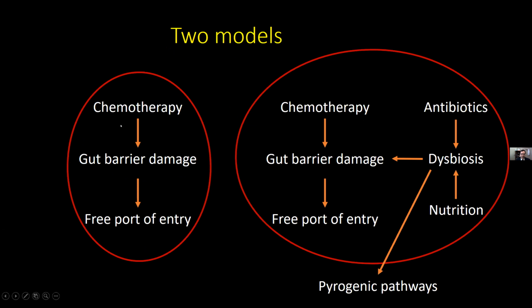But it seems the conventional model needs some revision here. And the revision involves the gut microbiome and its dynamics. So with antibiotics, nutritional changes, perhaps even chemotherapy, we are disrupting these communities in the gut, which could then influence the gut barrier damage that chemotherapy causes and contribute to sepsis, infection, and other complications of therapy. In addition, dysbiosis itself may actually trigger some pyrogenic pathways within the host without causing any infection.